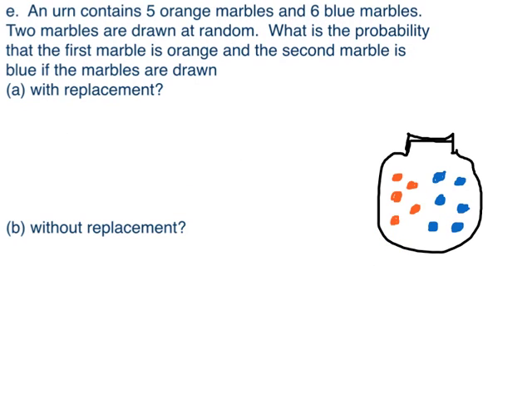And finally, an urn contains 5 orange and 6 blue marbles. 2 marbles are drawn at random. What's the probability that the first marble is orange and the second is blue? And we're going to do it with replacement first. 5 plus 6 gives us a total of 11 marbles. And if we replace it, there's 11 on the second.